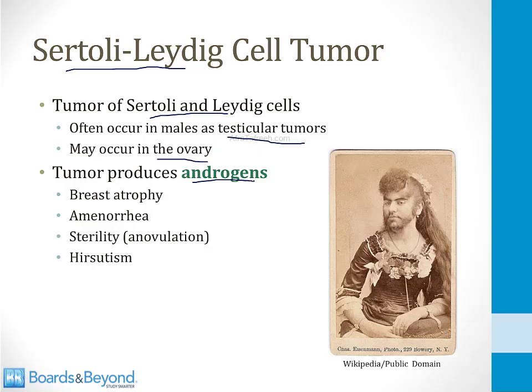So in a woman, this can lead to androgen-related symptoms like the breast may atrophy, there may be amenorrhea, the woman may become sterile from anovulation, and she may develop hirsutism, and this is a picture of a hirsute female on the screen here to remind you of that.